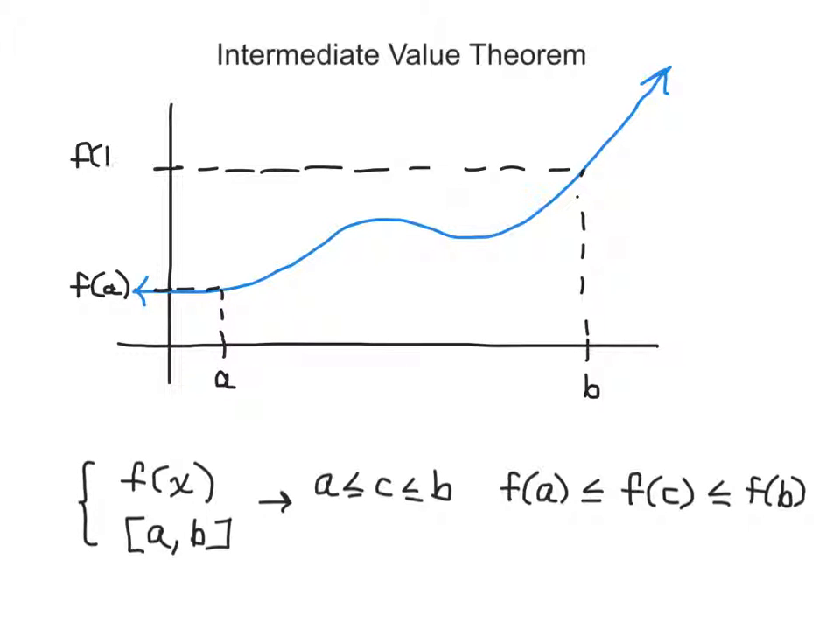And so we're saying there is a value c such that f of c is between f of a and f of b. So there's actually more than one, but there's at least one. So here we go. Here's our value c. And clearly we can see that f of c is between f of a and f of b. And that is the intermediate value theorem.